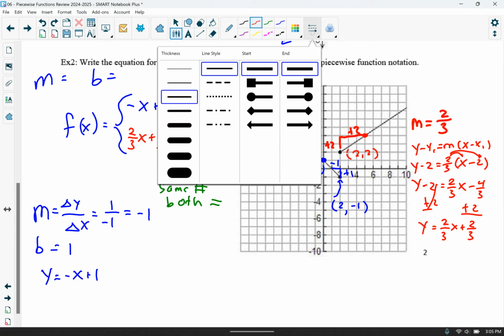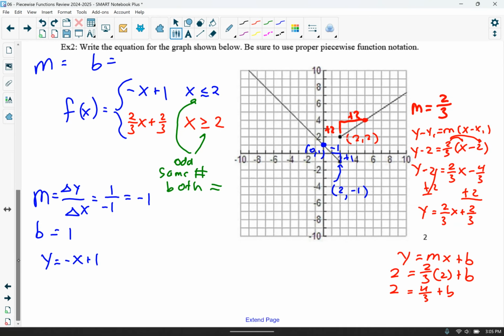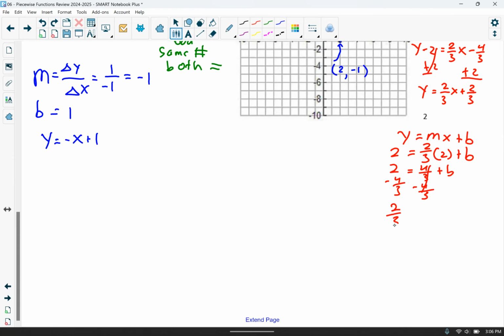With finding our y-intercept, if you didn't want to use point slope form, you could have just substituted into y equals mx plus b using the ordered pairs as well, and would have gotten to the same place as we subtract 4/3, thinking about it with the common denominator again, 6/3 minus 4/3 would have given us 2/3.